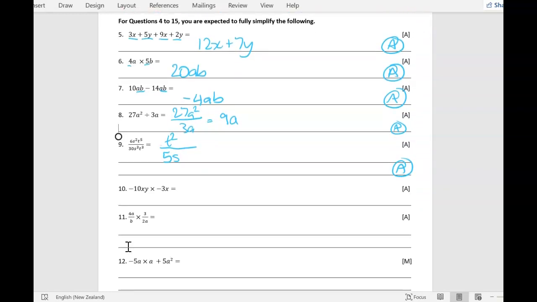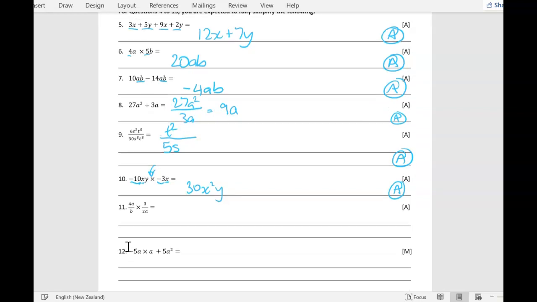We're now moving on to 10. Key thing is we are multiplying. So let's start off with the numbers. Negative 3 times negative 10 is positive 30. We've got 2 x's, x times x squared, and we've got a y. So 30x squared y. Again, still a merit question. Oh, sorry, still an achieved question. Getting trickier though as well.